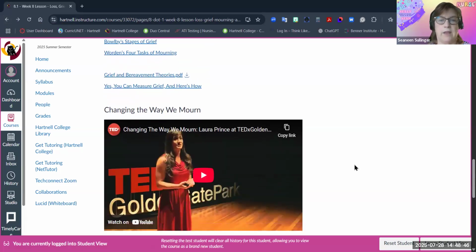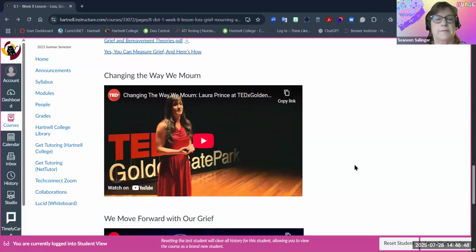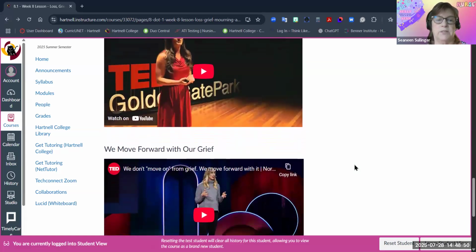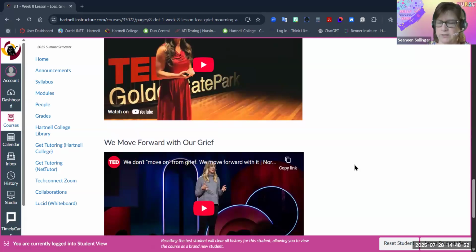Changing the way we mourn. I've been playing this one for a long time, as well as this one. We don't move on. People say, come on, get over it, move on, keep going. We don't do that. We just move forward with our grief. We can't get away from the grief. We move forward with it, and it dissipates and gets less and less, but it doesn't necessarily always go away, because it will come back every so often.